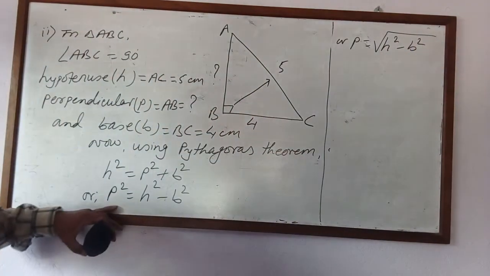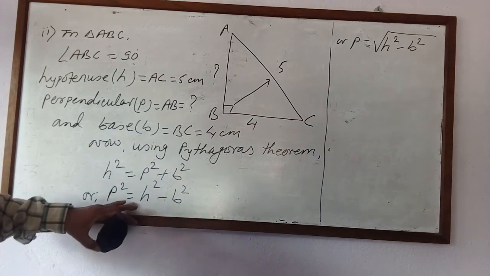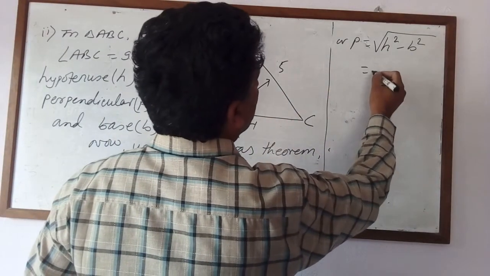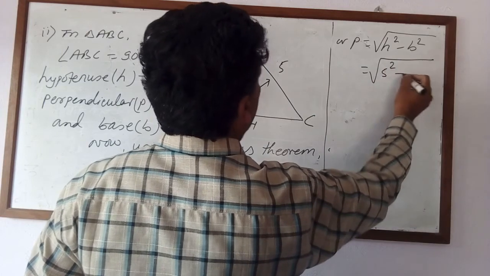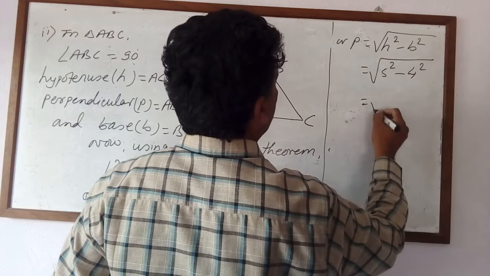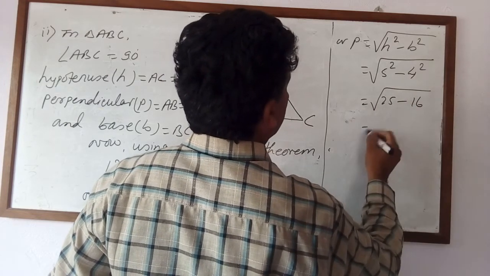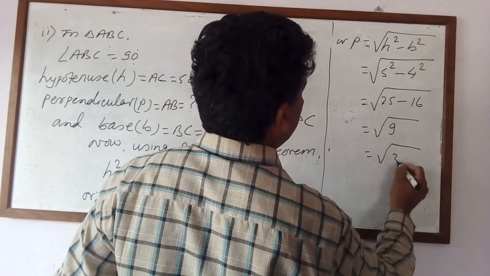Now at first also you can remove. How to remove this, I already explained. Now in case of P square you can write P. Now write the value. Here in this way also you can go. H means 5 square minus B means 4 square. Now 5 square means 25, 4 square means 16, this equals 9, and 9 means 3 square.